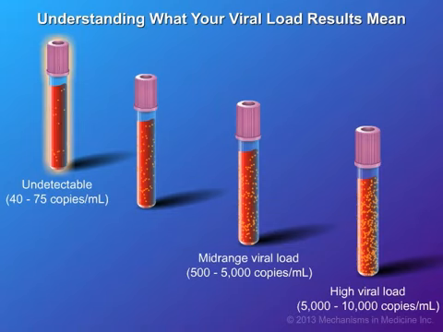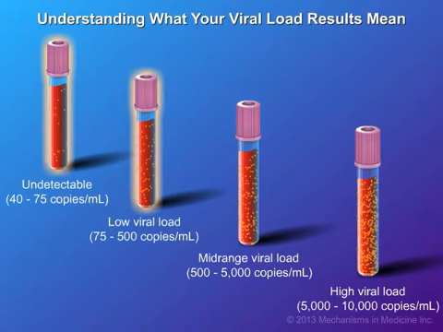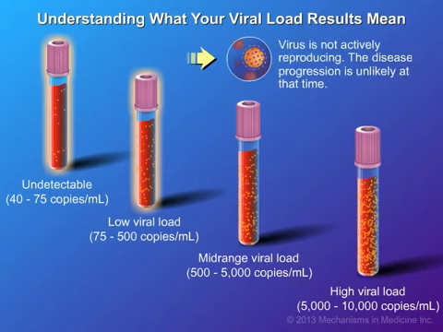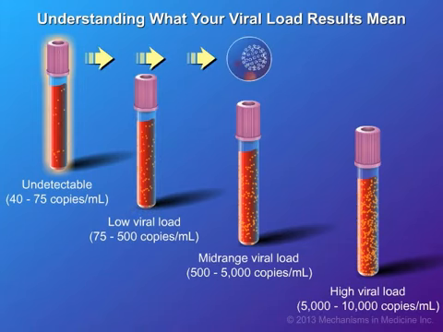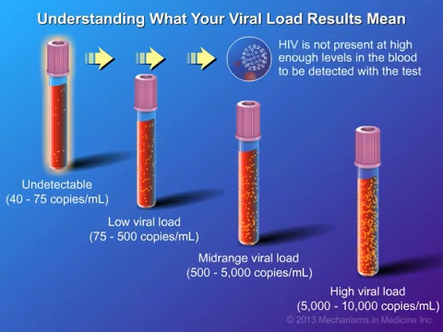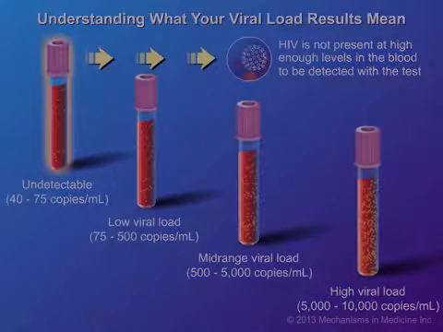A low viral load, anywhere between 40 to 500 copies per milliliter, indicates that the virus is not actively reproducing, and disease progression is unlikely at that time. When a viral load is classified as undetectable, it means that HIV is not present at high enough levels in the blood to be detected with the test, although the virus remains in different body tissues.